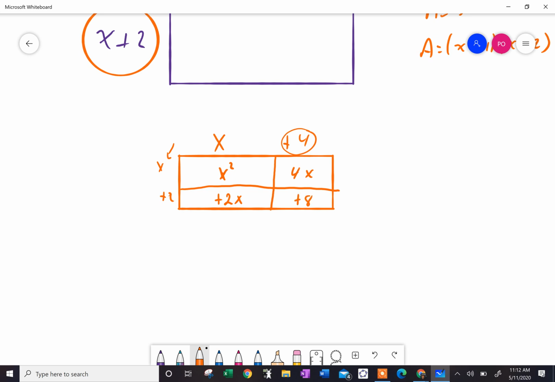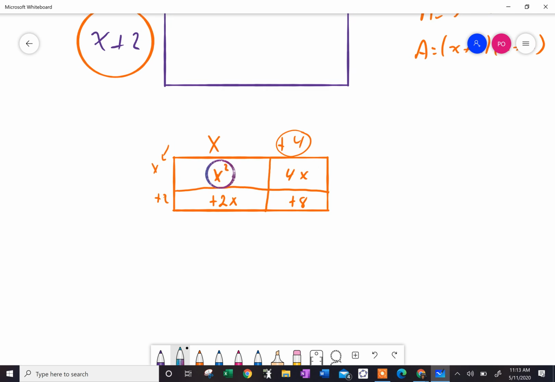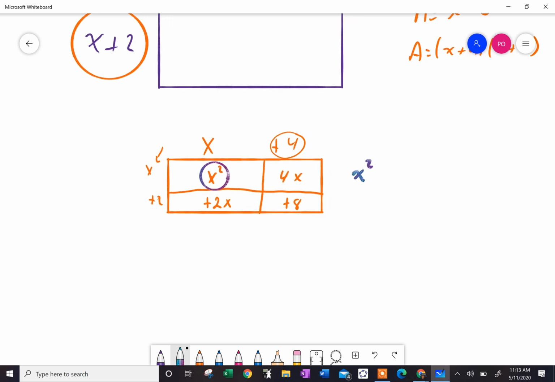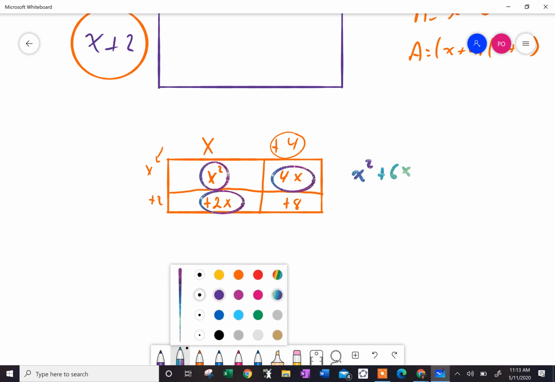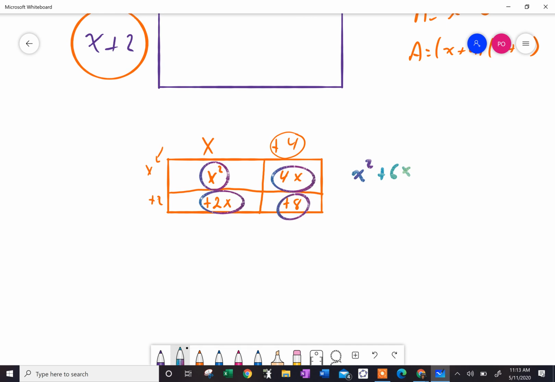So when I put all the pieces together to find out what is the area of this box, I get an x squared. I have a 4x and I have a 2x. Because they're like terms, I can combine them. I get plus 6x. And then I still have my plus 8 at the end.